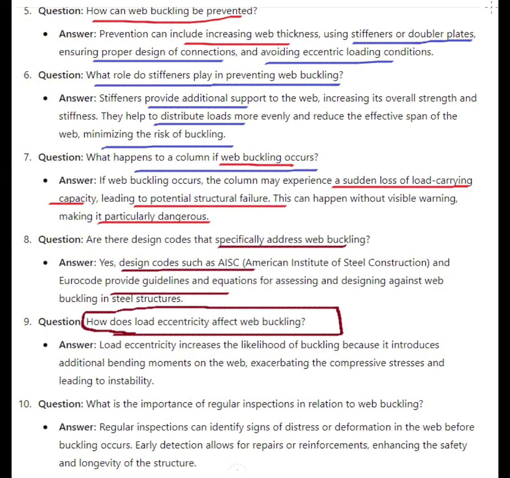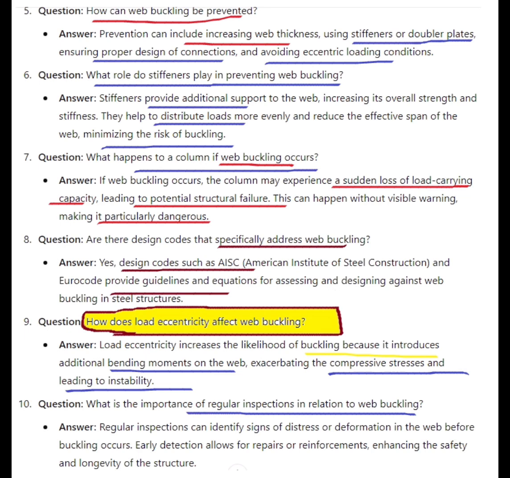How does the load eccentricity affect web buckling? This is an important question. We know that load eccentricity increases the likelihood of buckling because it introduces additional bending. If there is an eccentricity, it introduces additional bending moments on the web, exacerbating the compressive stresses and leading to instability.